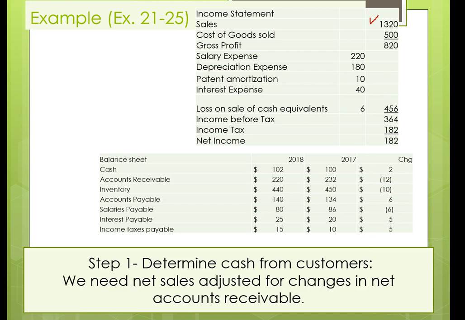So first we're going to start with sales, but we know that sales is not going to be all cash if we have accounts receivable, because accounts receivable means that we made sales on account. So we need to look at the change to see, did we receive more or less of that $1,320,000?